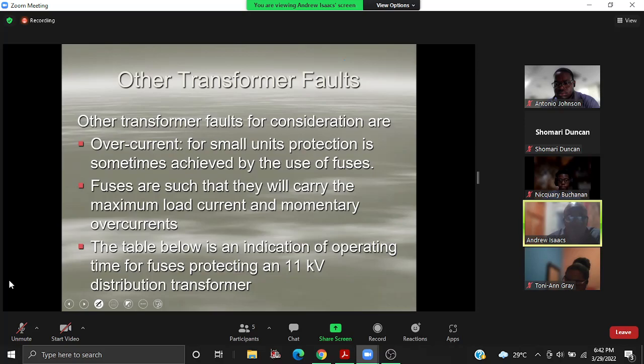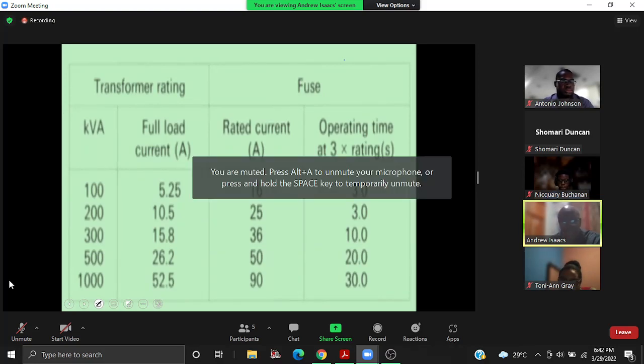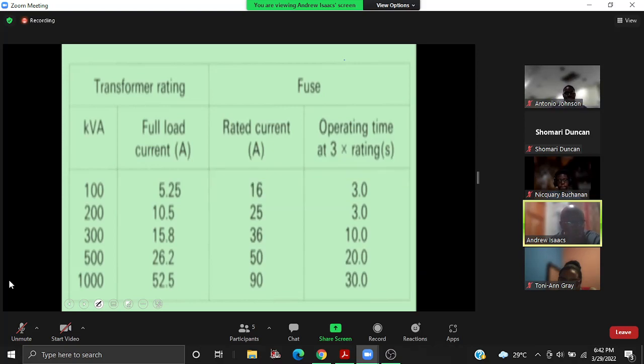So for your distribution transformer, there's some information here in terms of the rating, the full load current that we're dealing with, rated current and the operating times at 3 times the ratings. What I wanted you to appreciate is the fact that this sort of data is available. All right?